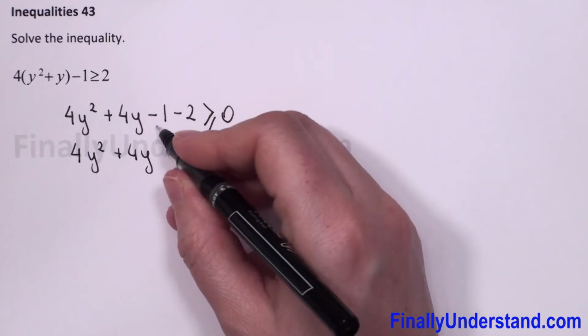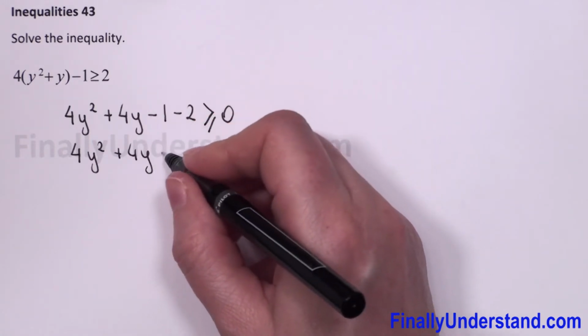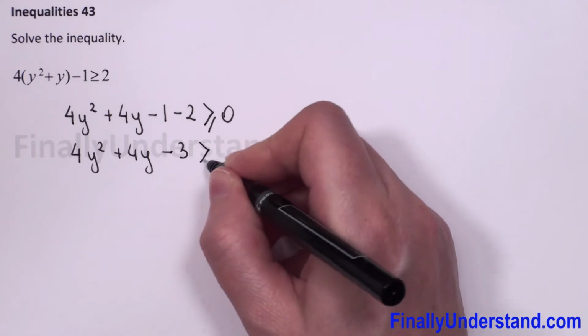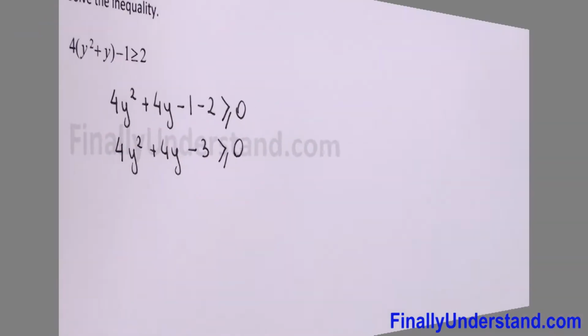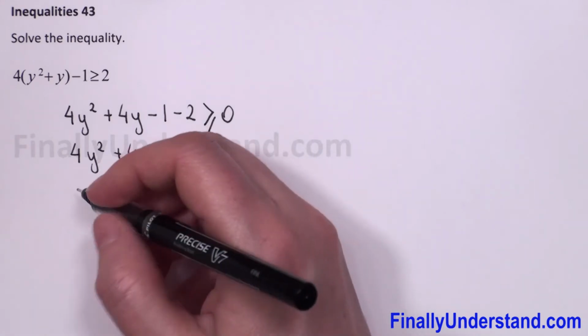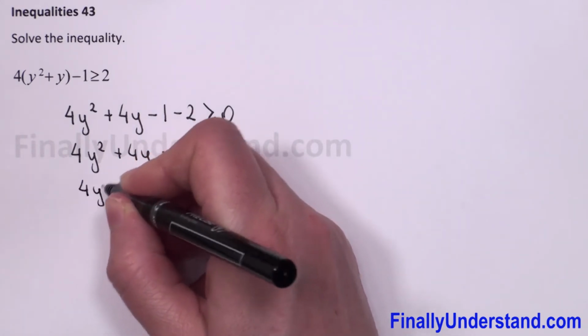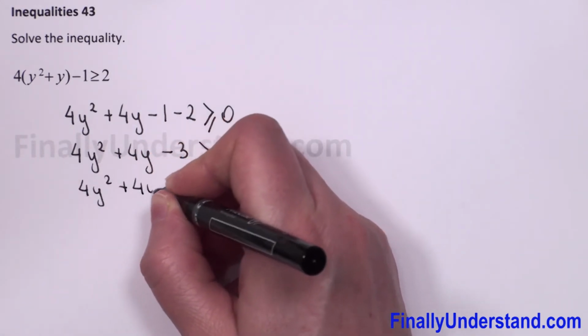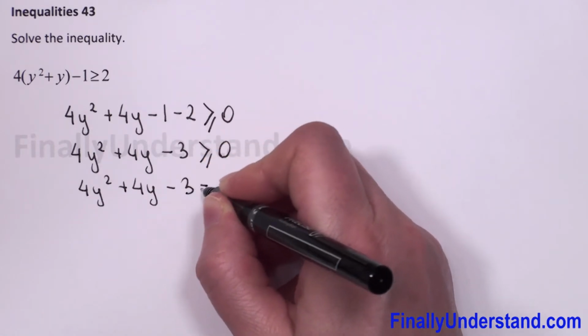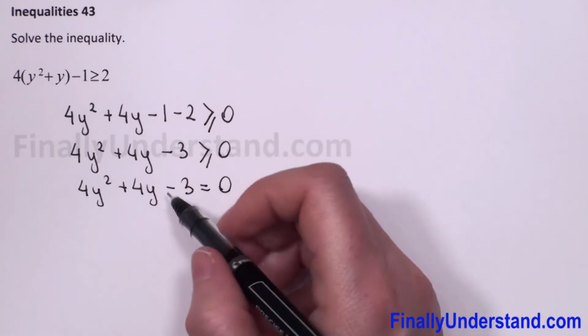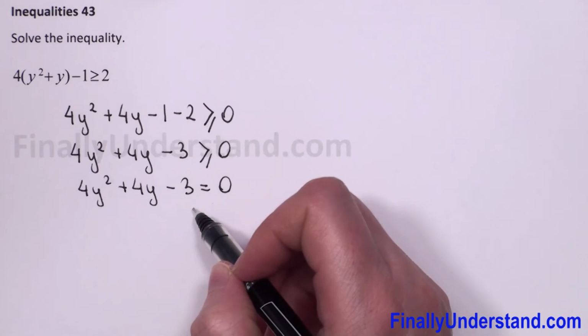So I can copy the beginning of our inequality for y. Negative 1 minus 2 will be negative 3 is greater than or equal to 0. Next, we have to make the left side equal 0. So we have 4y squared plus 4y minus 3 equal 0. And we have a quadratic equation.